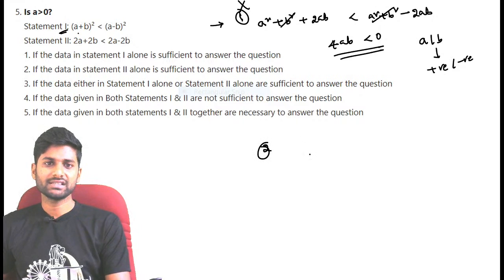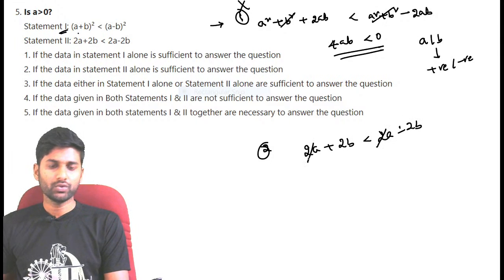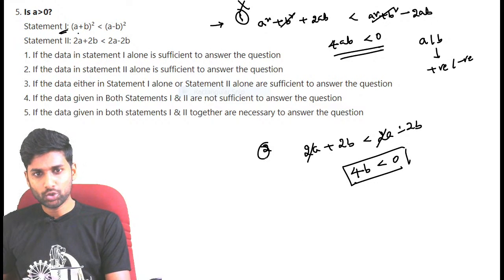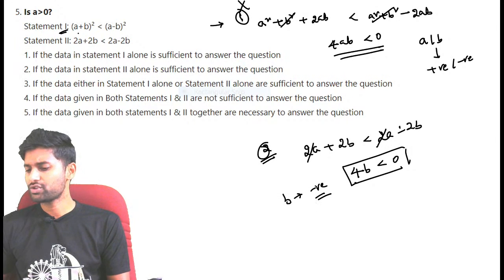Second one, what does it say? See, 2a plus 2b is less than 2a minus 2b. Now see, 2a and 2a cancel. Now definitely 4b is less than 0. If you take statement 2 alone, definitely B is negative. But we don't know whether A is positive or negative.